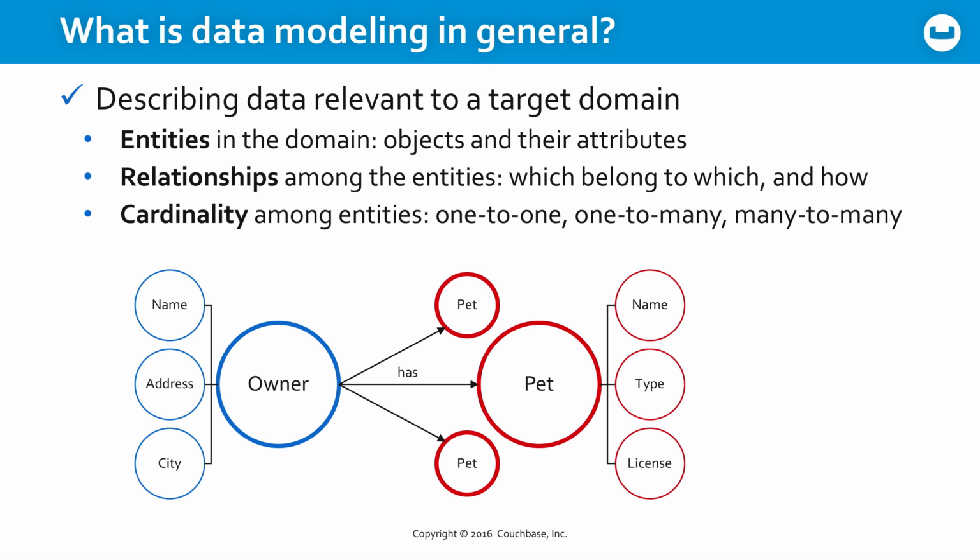Last, cardinality. How many are on each side? Does each owner have one pet? Does it have many pets? Perhaps there are many owners and many pets, and each owner may own multiple pets. It's good to figure this out in advance.